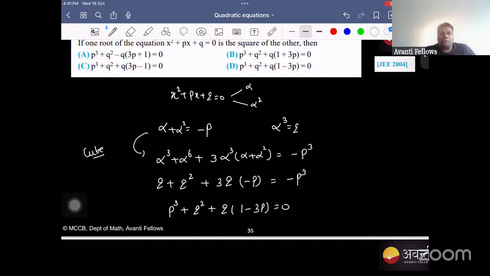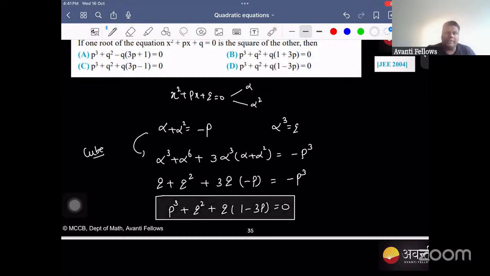P cubed plus q squared plus q into (1 − 3p) equals 0. Very good, Avinash. Very good. Got it, everybody?